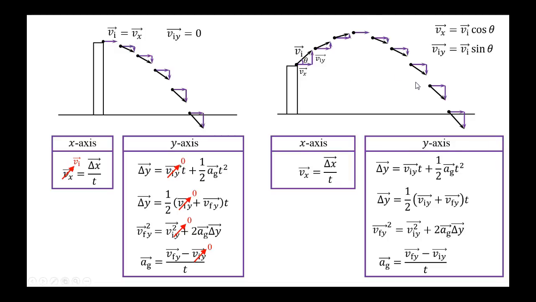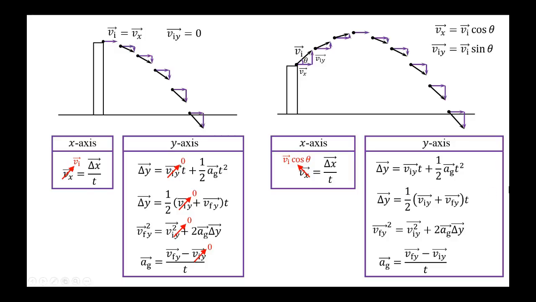On the right, when we launch our projectile at an angle, the situation is a bit more complicated. Vx doesn't equal the initial velocity. Only part of the initial velocity, the cosine part, is on the x-axis. So this is Vi cos theta.